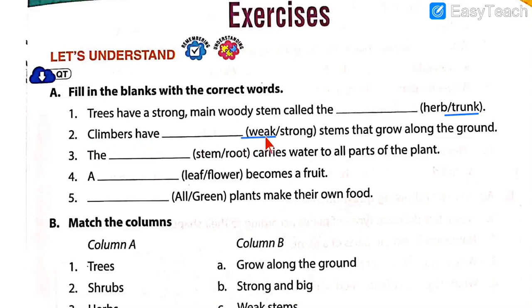Climbers have weak stems that grow upright along the ground is wrong. So here I have cut this for you. You have to write upright. Even in your textbook you can make this correction.